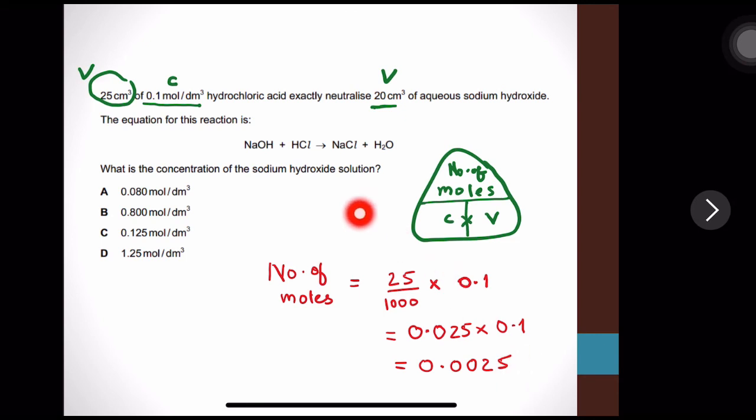After that, go to the equation and check the mole ratio between NaOH and HCl. Both are the same, so the ratio is 1:1. The same moles of NaOH will be used, right? So we know the moles and the volume, and we can easily find the concentration. Concentration is equal to moles by volume. The moles we have calculated, and the volume they have given, so we just divide moles by volume.